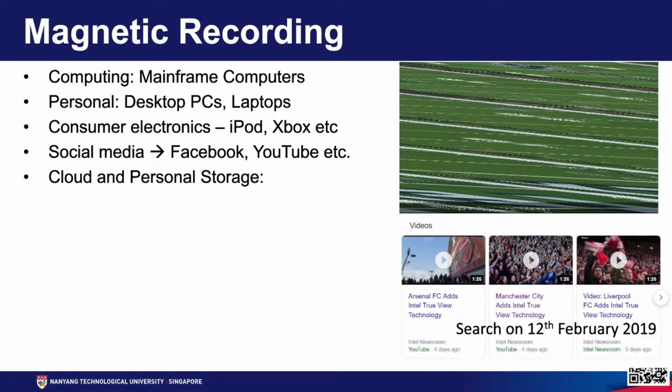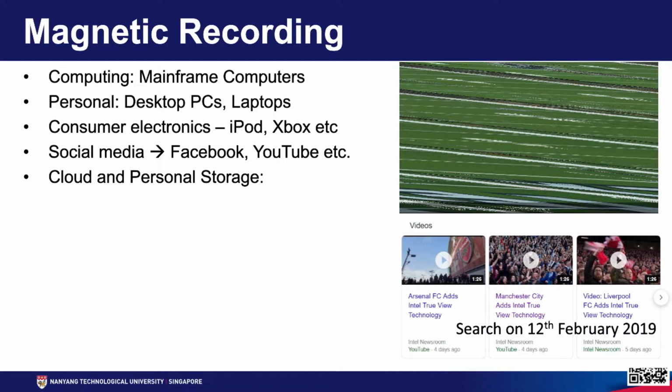Magnetic recording was first invented in the late 1890s. Then people started using magnetic recording for audio, for recording voices. Then in the 1950s, particularly 1956, IBM came up with a hard disk drive for mainframe computers. Then in the 1980s, desktop personal computers became popular, so hard disk drives were invented for desktop computers. Then laptops started using hard disk drives.